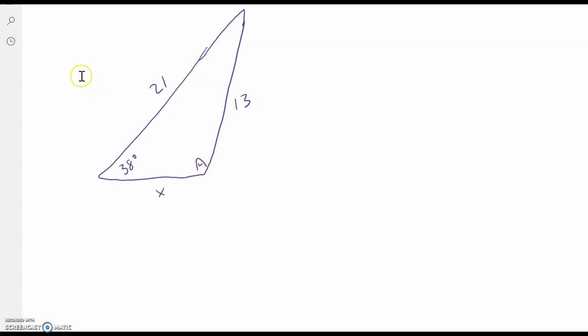First of all, how do you know to use law of sines rather than law of cosines? Here's the easy trick. You have an angle, and then you have the length opposite of that angle. When you have two knowns and they're opposites like that, then it's law of sines. So we have sine of 38 degrees divided by 13 is equal to sine of A divided by 21. And then solve for A.